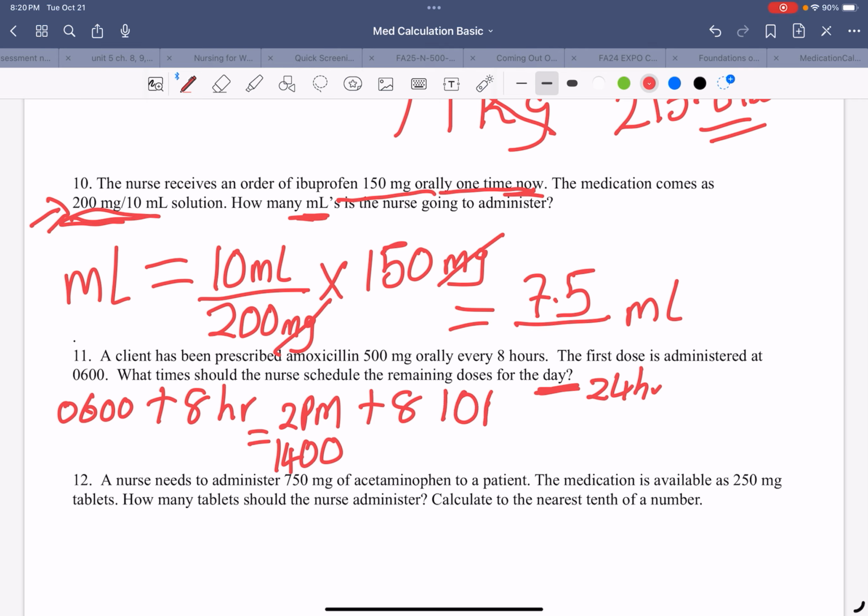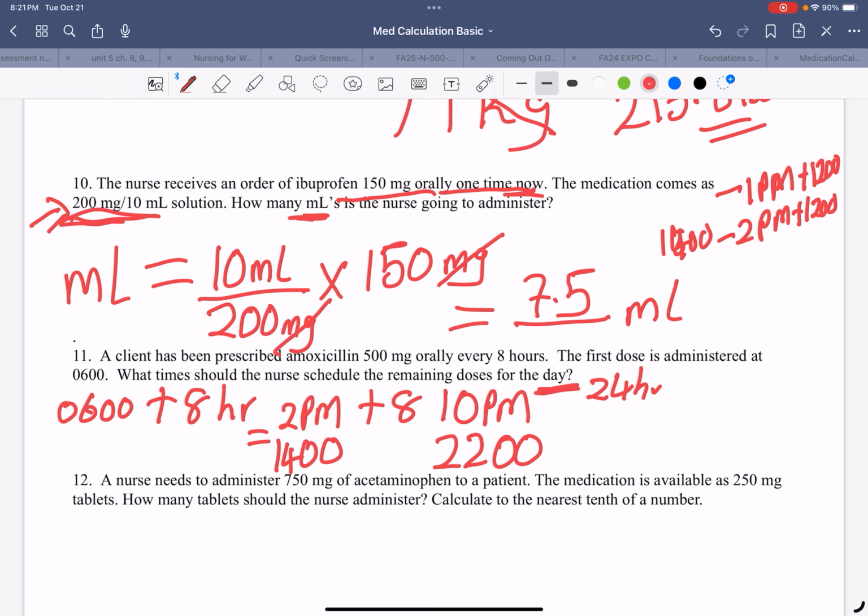10 p.m. And that would be 2200. How am I getting 2200? Especially when you start going into the p.m., if it's 1 p.m., just add 1200. If it's 2 p.m., add 1200. So now this one is going to be 1400, and this one will be 1300. So just remember, when you get to the p.m., just add 1200.